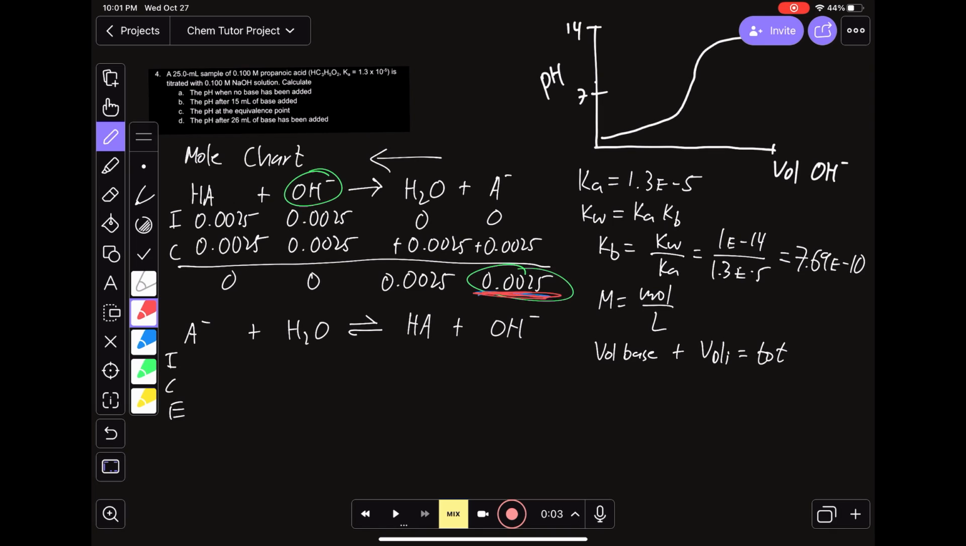So, how do we calculate volume? Once again, this equation is key. To calculate volume, we have volume is equal to moles over molarity, in this case 0.0025 mole over molarity of 0.1 molarity, and this yields 0.025 liters of base. This is base.